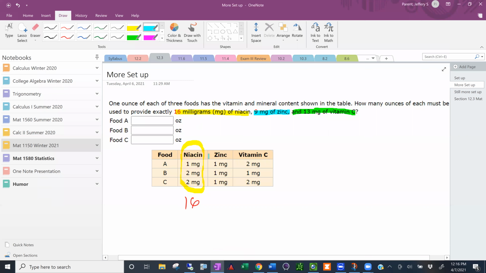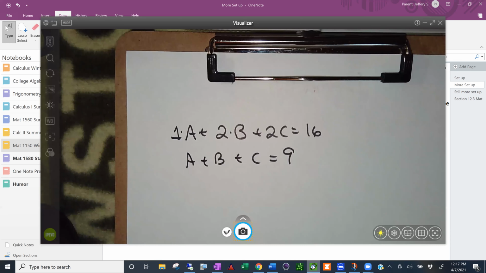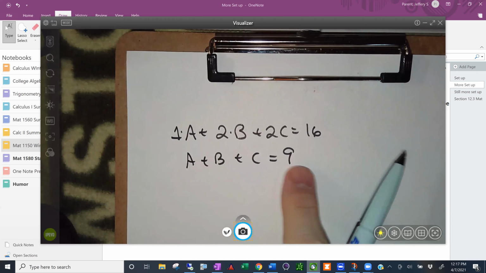Let's take a look at zinc. So there's our zinc. How much zinc did I want to end up with? 9 milligrams, thank you. So that's a 9. Can anyone suggest an equation that I'm going to use in association with the zinc that I need? 1A plus 1B plus 1C equals 9. Awesome. Thank you, Michael. 1A plus 1B plus 1C equals 9. Sweet. 2 down, 1 to go.